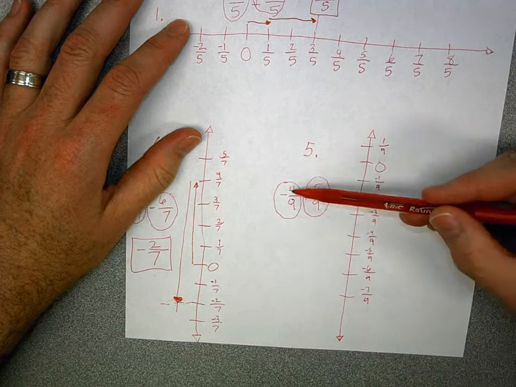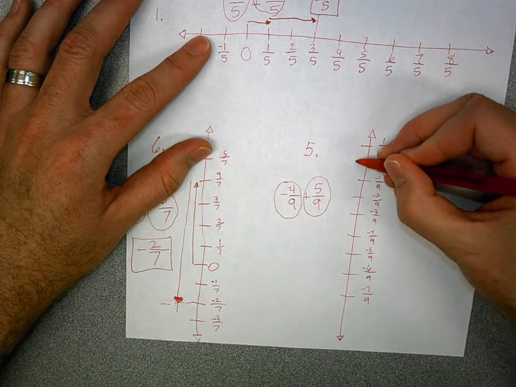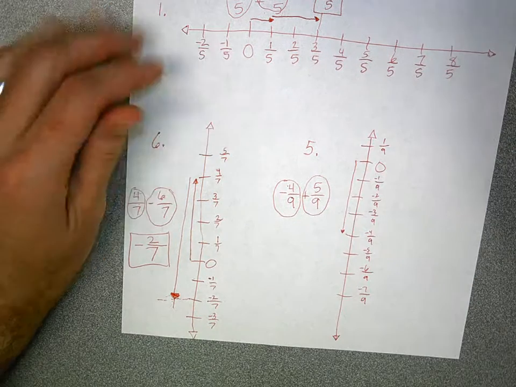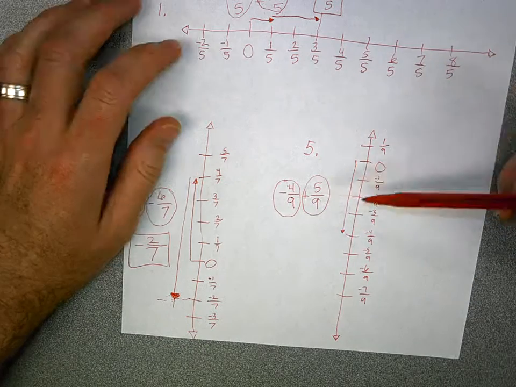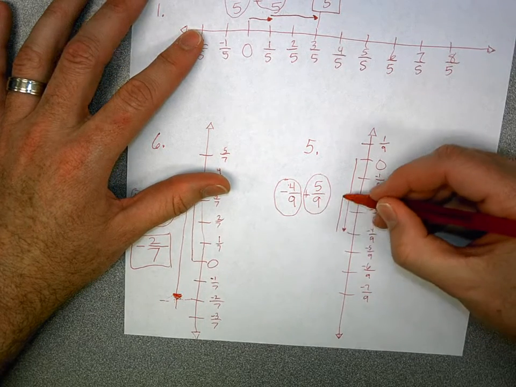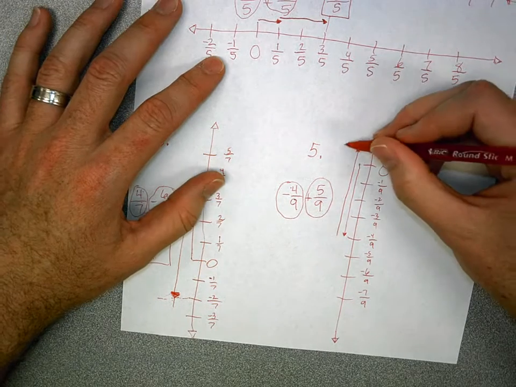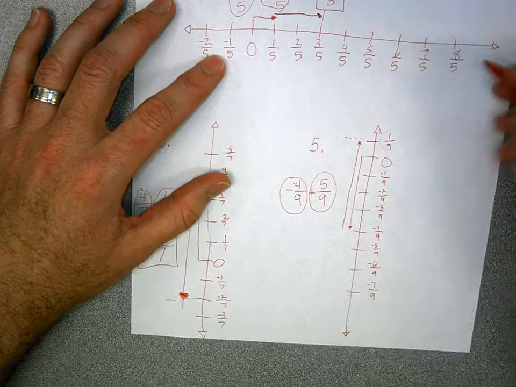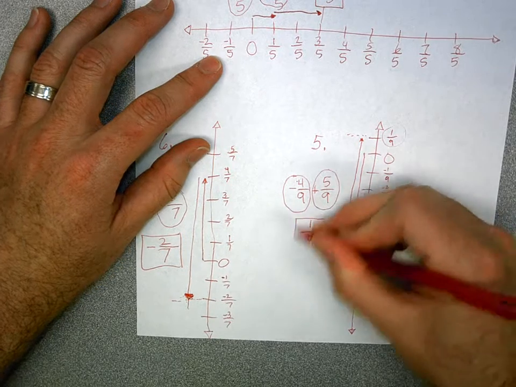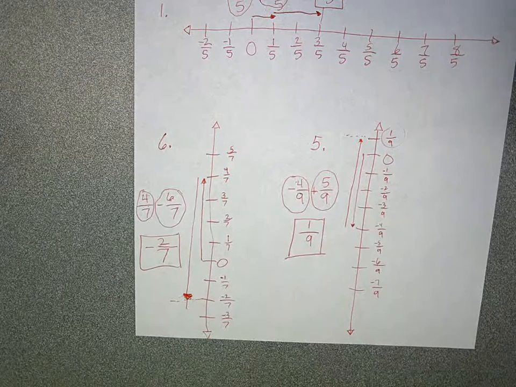So the very first one is we're going to a negative 4/9. We draw our first arrow down to negative 4/9. And then it's positive 5/9, meaning that we are going to go up 5. So here we go. 1, 2, 3, 4, 5. And of course, there's our answer, positive 1/9. The numerator is 1, so we can't reduce or simplify, and that's our answer.